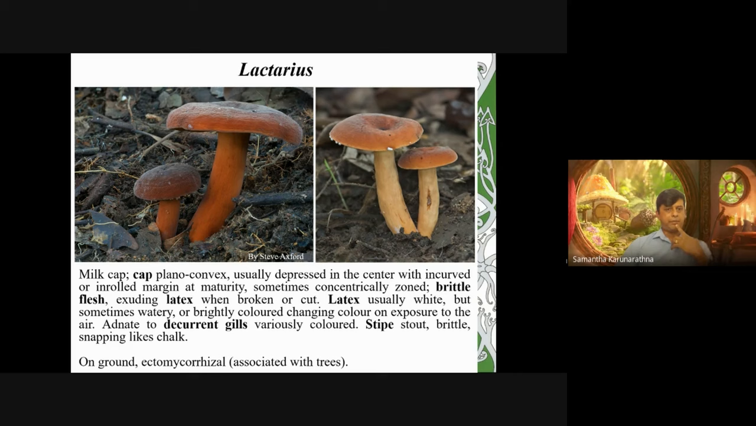Normally the caps are plano-convex, usually depressed at the center, with a curved or inrolled margin. And the flesh is normally brittle. When you break it, it's like chalk. You can break it very easily. This is one of the characteristics. The latex is usually white, but sometimes it is watery, or sometimes can be brightly colored when exposed to the air. And this has decurrent gills, that means the gills extend down the stipe. And yeah, the stipe is brittle, as I mentioned. These are also ectomycorrhizal, that means they are associated with ectomycorrhizal trees. Next one, please.